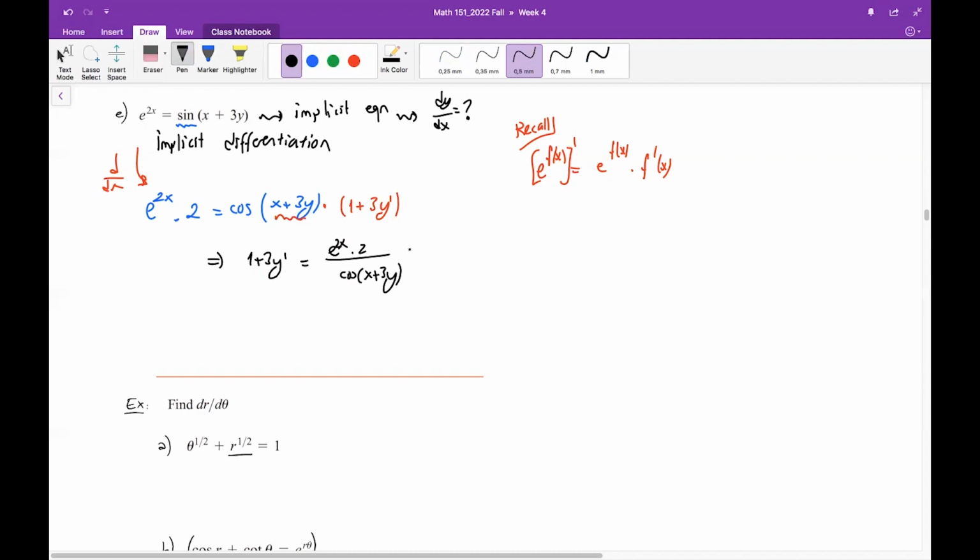And then solve for y prime, please. Y prime is 2 times e to the power 2x over cosine of x plus 3y minus 1, you know, so minus cosine x plus 3y, divided by 3. So this is our y prime function computed by using the implicit differentiation.